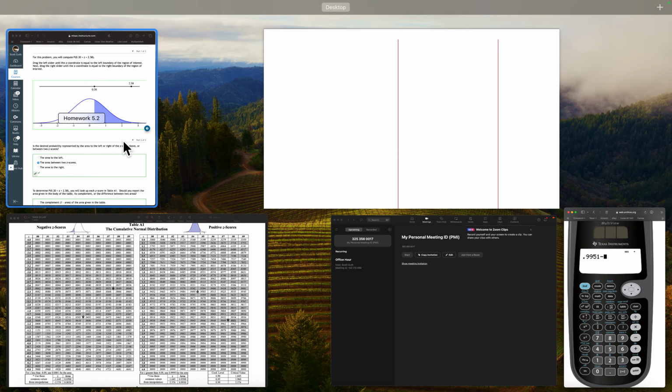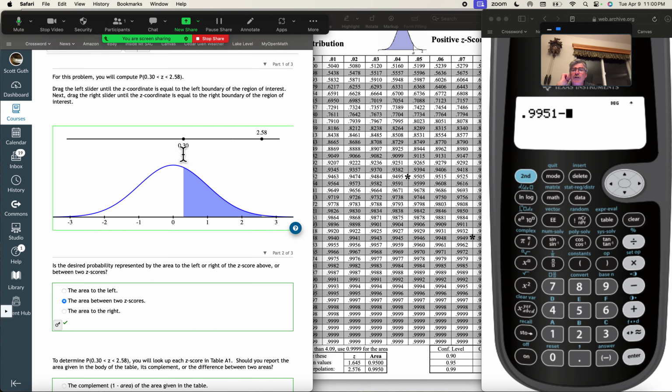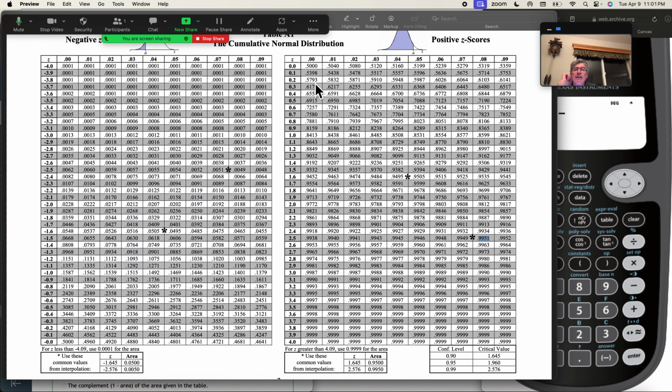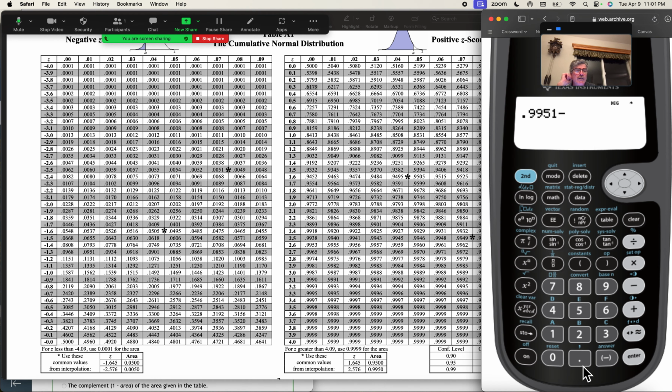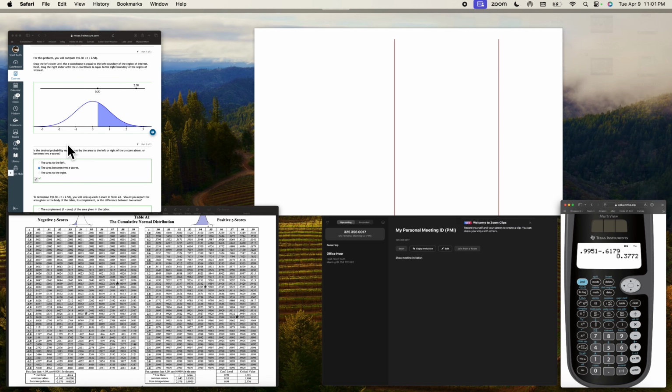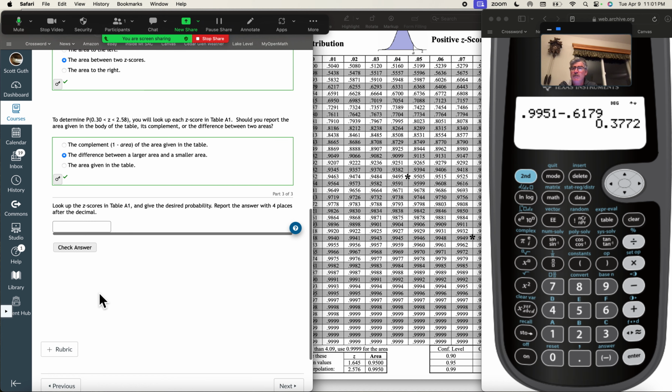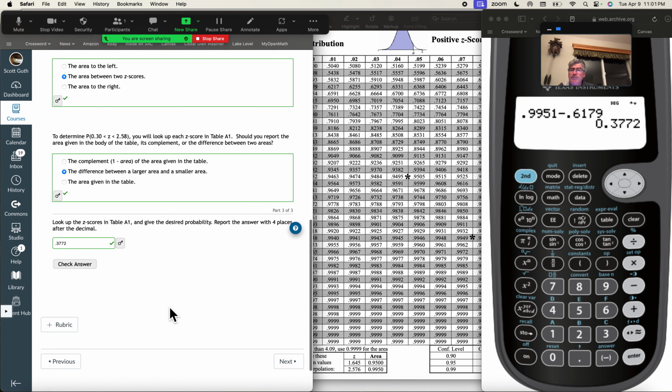Going back to the problem, this next area is associated with a z-score of 0.30. So if I look up 0.3 and then 00 here, that's this one, 0.6179. So I'm going to be subtracting here 0.6179, and that's 0.3772. We'll go ahead and put that in here. 0.3772, like that. I'm good to go.